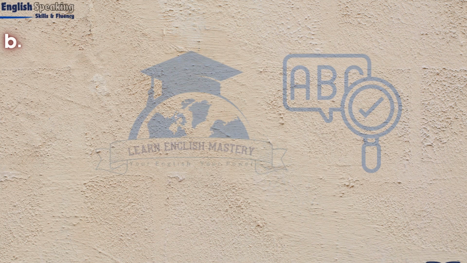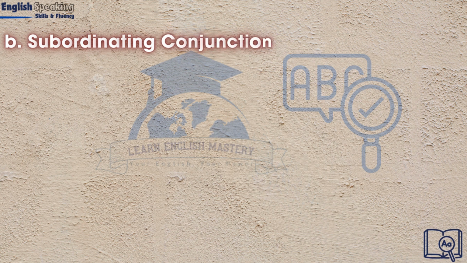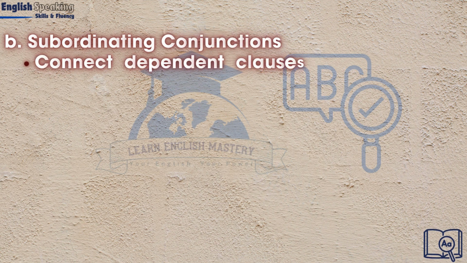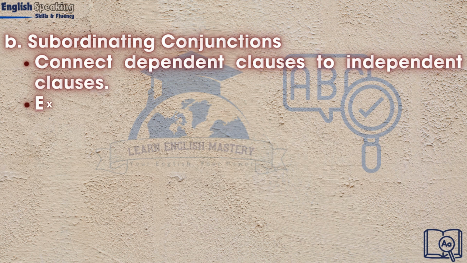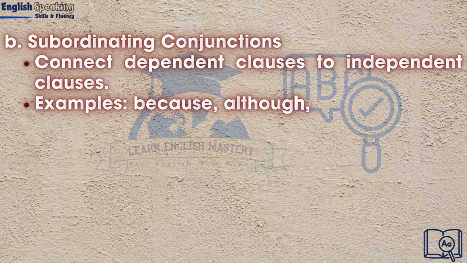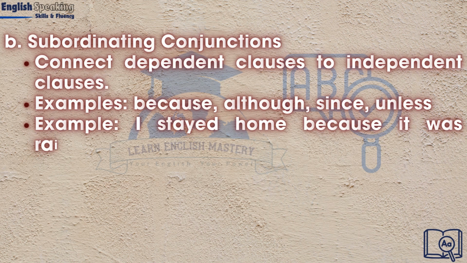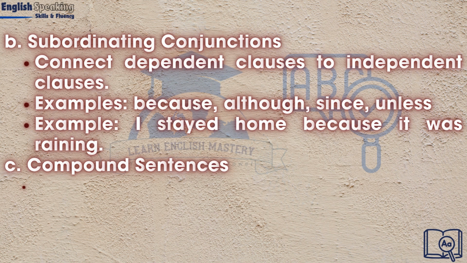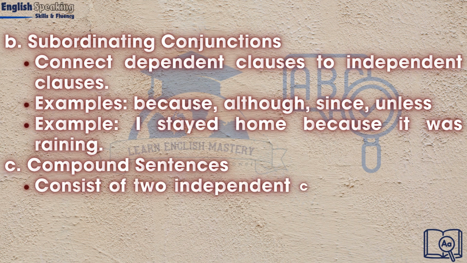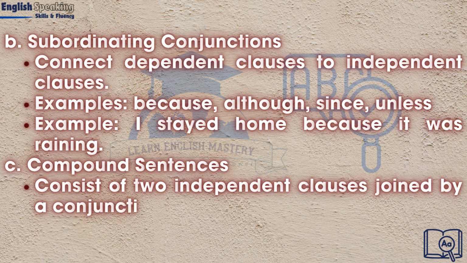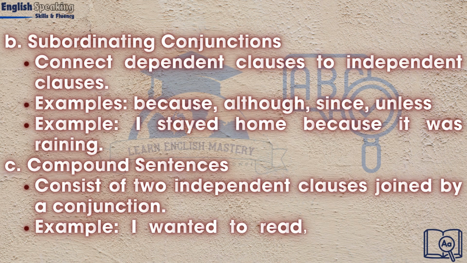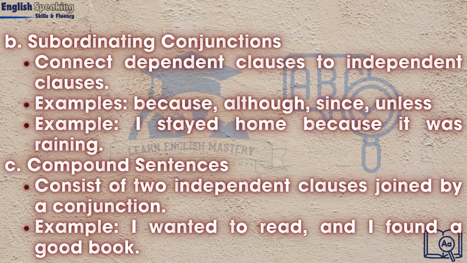B. Subordinating conjunctions connect dependent clauses to independent clauses. Examples: because, although, since, unless. Example: I stayed home because it was raining. C. Compound sentences consist of two independent clauses joined by a conjunction. Example: I wanted to read, and I found a good book.